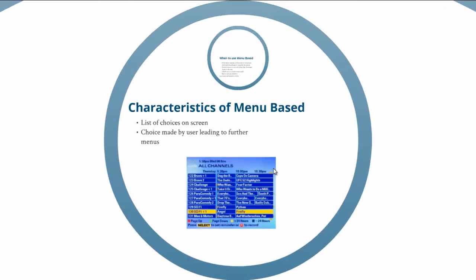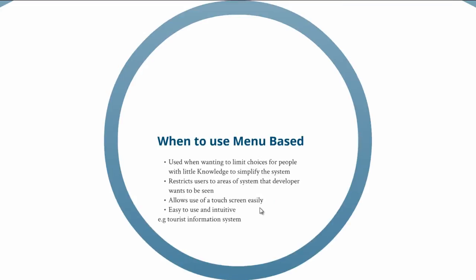Exam answer, characteristics of menu-based: a list of choices on screen, with a choice made by the user leading to further menus. Again, here's an example of a TV guide with menus where you can go through different options. When would you use menu-based? Used when wanting to limit choices for people with little knowledge to simplify the system. So, inexperienced users, it's intuitive again. It restricts users to areas of the system that the developer wants to be seen. You can't access other areas of the system, you can only access what the menus will allow you to.